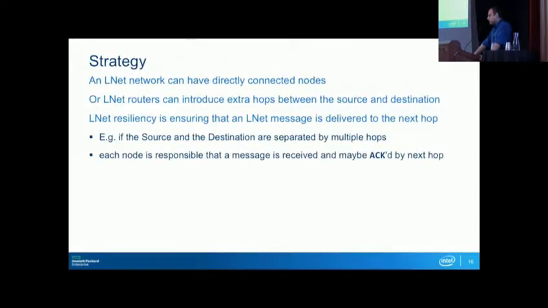So our strategy here is to worry only about the next hop. So it's a resiliency against failure to the next hop directly. An LNet network can be directly connected, or it can have routers in between the different endpoints. LNet resiliency ensures that LNet messages are delivered to the immediate next hop. And then the immediate next hop worries about making sure that the message is delivered to the following hop and so on.